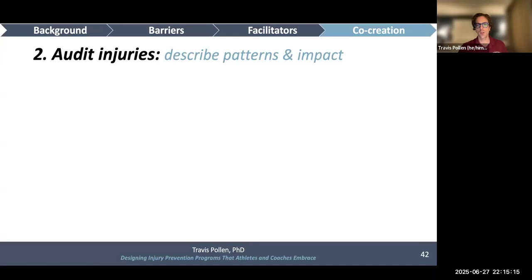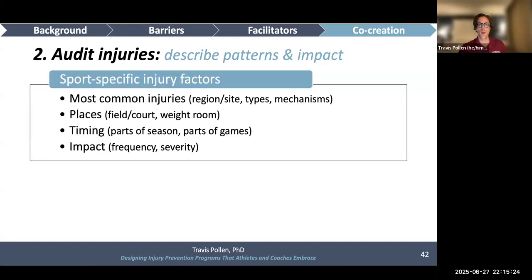So here we're trying to describe the patterns and the impact of the injuries that we see with our sport and team. So we want to be thinking about what are the most common injuries in this sport? Which body parts, which types of injuries are we seeing? What are the mechanisms of those injuries? Where are they happening? Are they happening on the field or court? Are they happening in the weight room? What part of the season? Beginning of the season, end of the season, beginning of games, end of games?